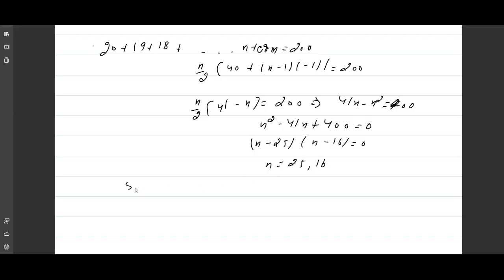So S25 is equal to 25 by 2 into 2a, so this is equal to 40 plus n minus 1, that is 24, into d, that is minus 1. So on solving this, what we get? 200.